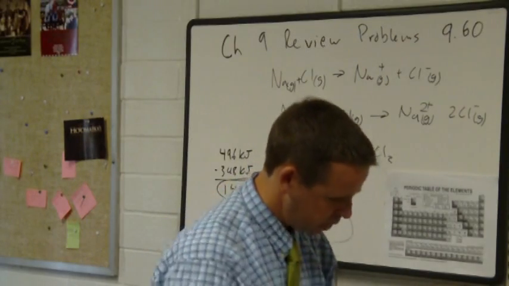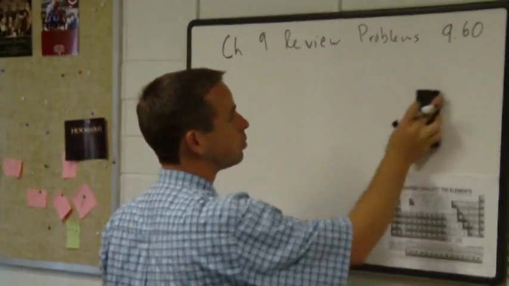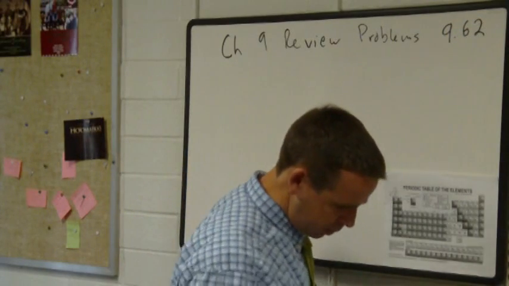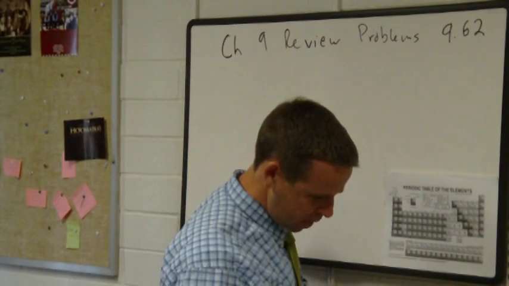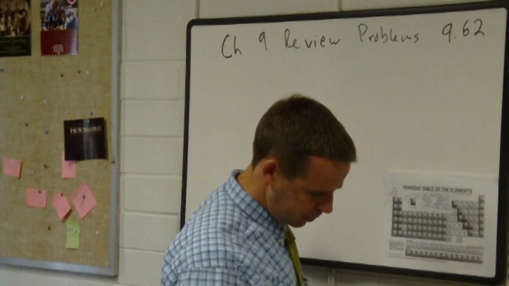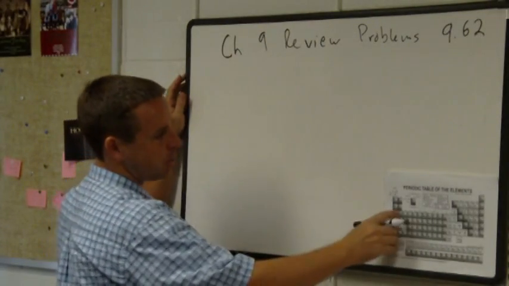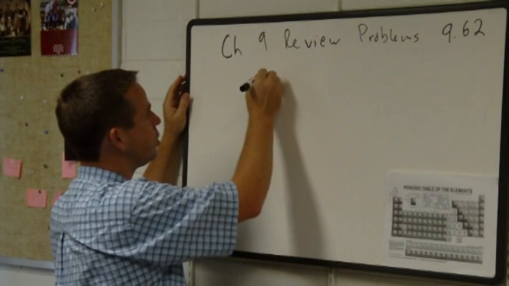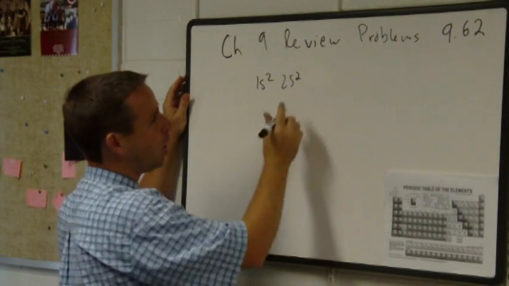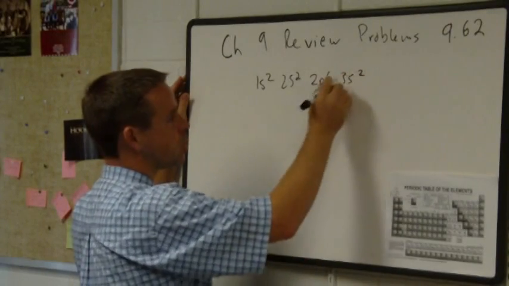So 962. Explain what happens to the electron configurations of magnesium and bromine when they react to form magnesium bromide. All right, the electron configuration. If we draw the electron configuration for magnesium, it's 1s2, 2s2, 2p6, 3s2. There's magnesium.